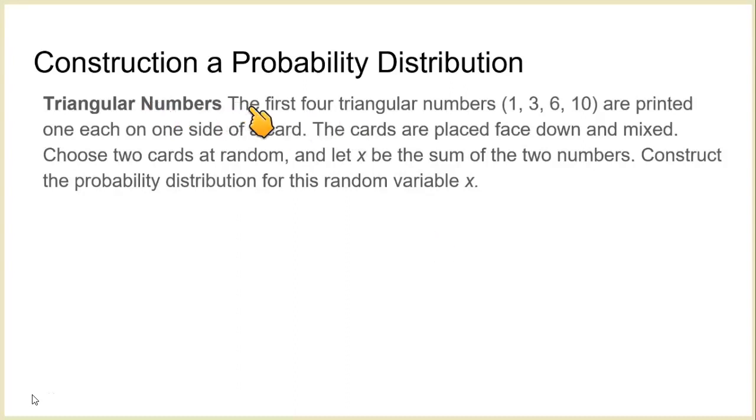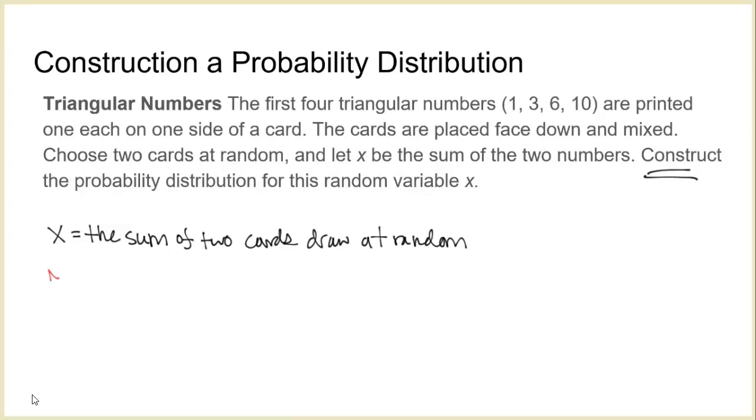So it says the first 4 triangular numbers 1, 3, 6, and 10 are printed 1 each on one side of a card. The cards are placed face down and mixed. Choose 2 cards at random. Let x be the sum of the 2 numbers. Construct the probability distribution for the random variable x. So we're being given instructions on what x represents. So we think about, well, x is the sum of 2 cards drawn at random. So in our mind, we kind of have an image of what the values of x can take on.